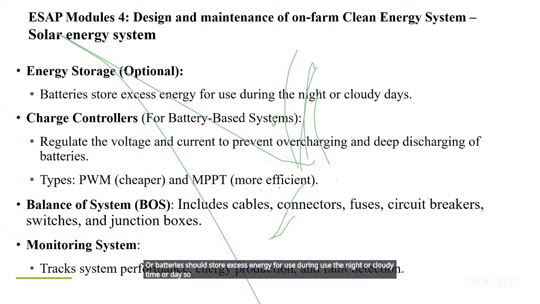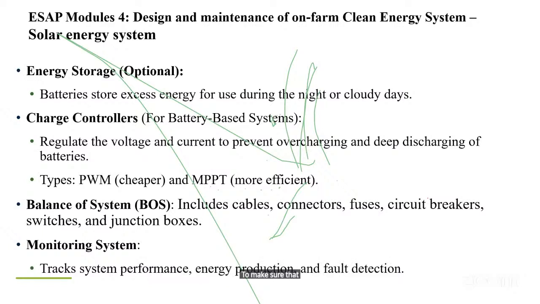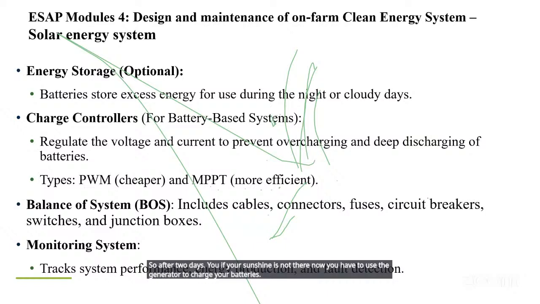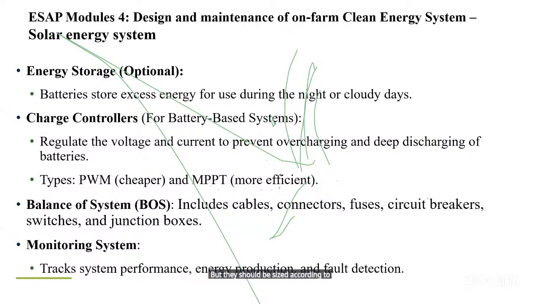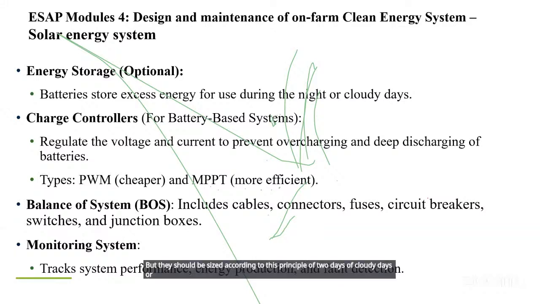So when you design the number of batteries to put, some people consider 2 days of rain or 2 days of cloud to make sure that during the 2 days, even if there is no sunshine, you can still use your system. So after 2 days, if the sunshine is not there, now you have to use the generator to charge your batteries. But they should be sized according to this principle of 2 days of cloudy days or when there is rain occurring.